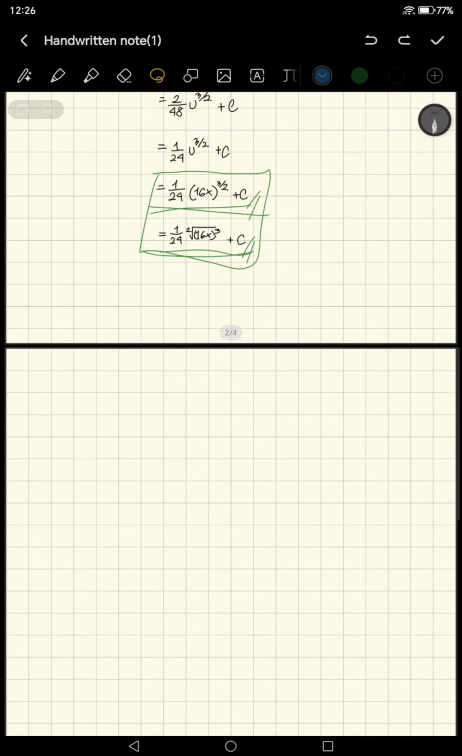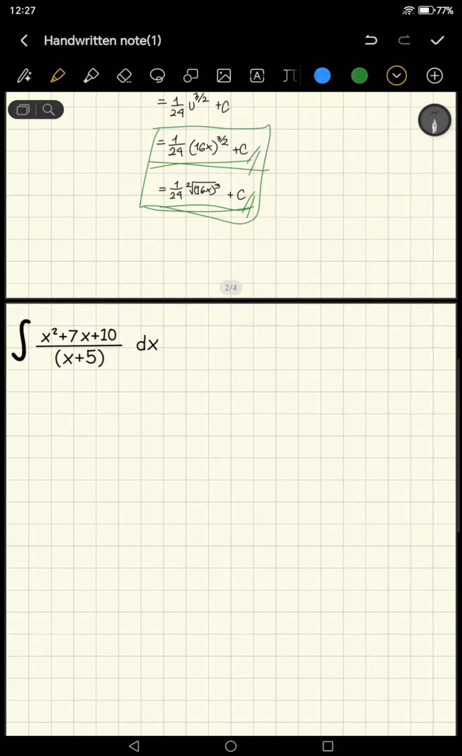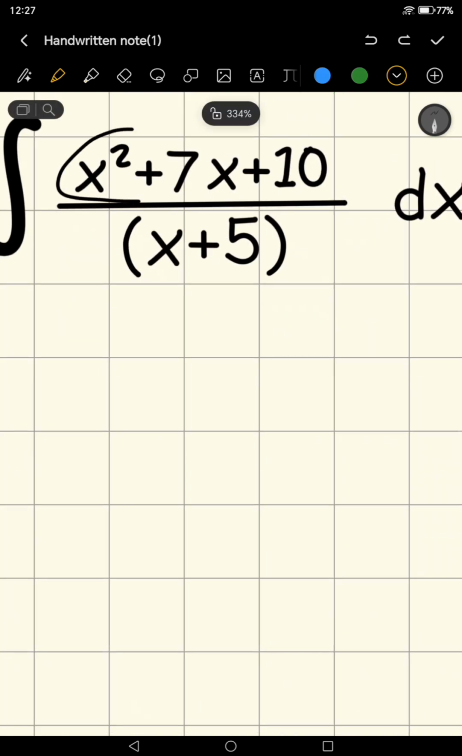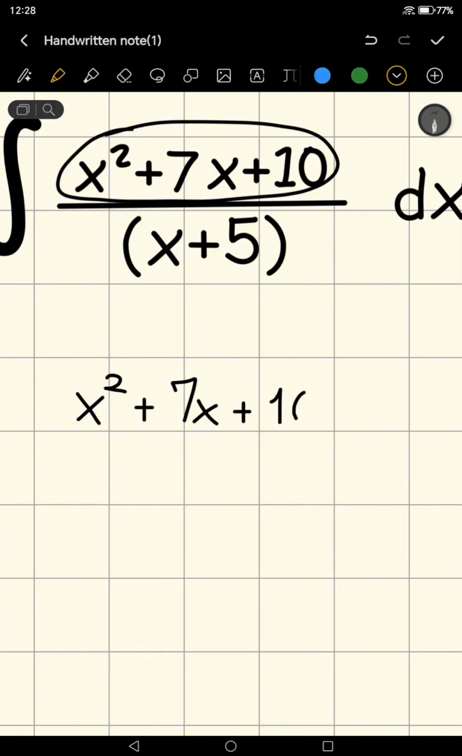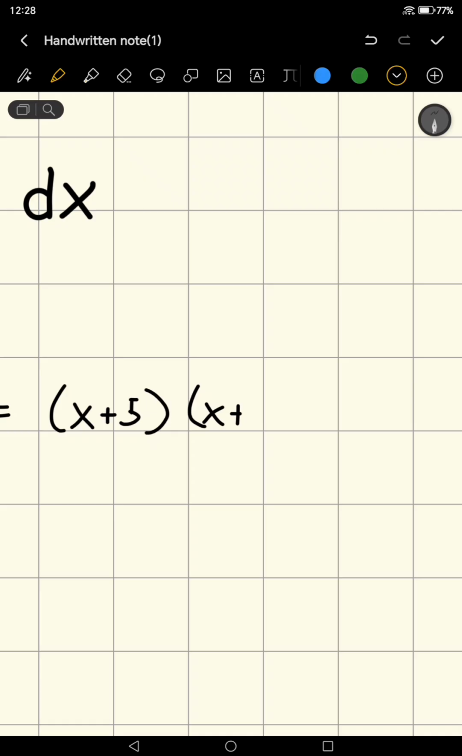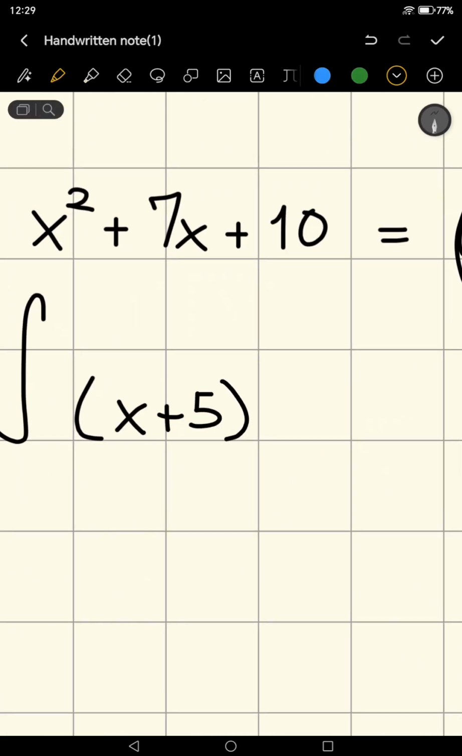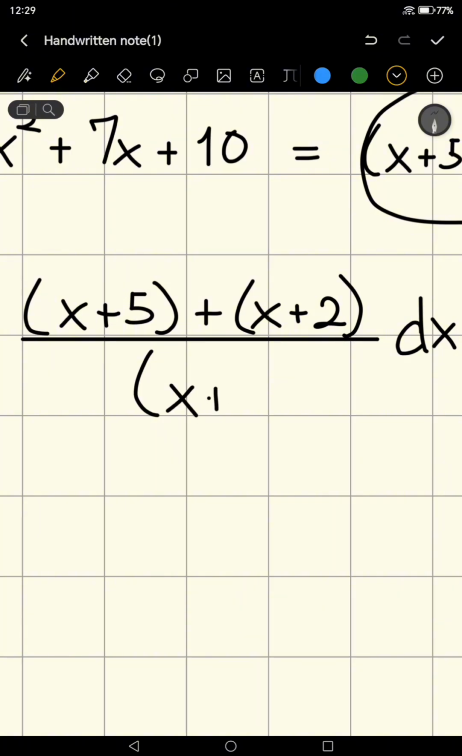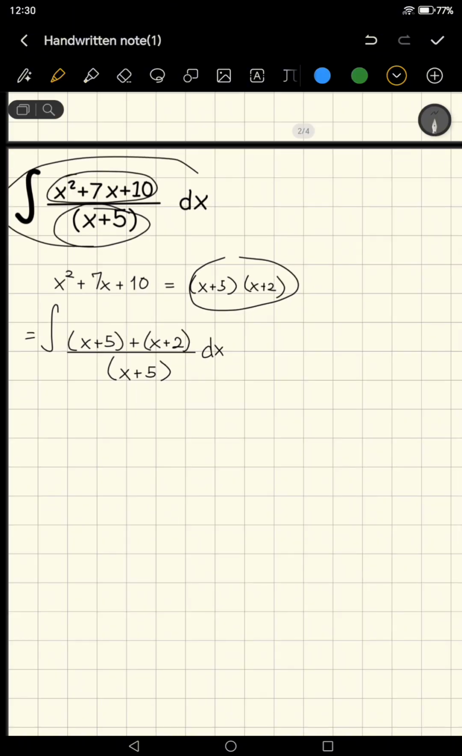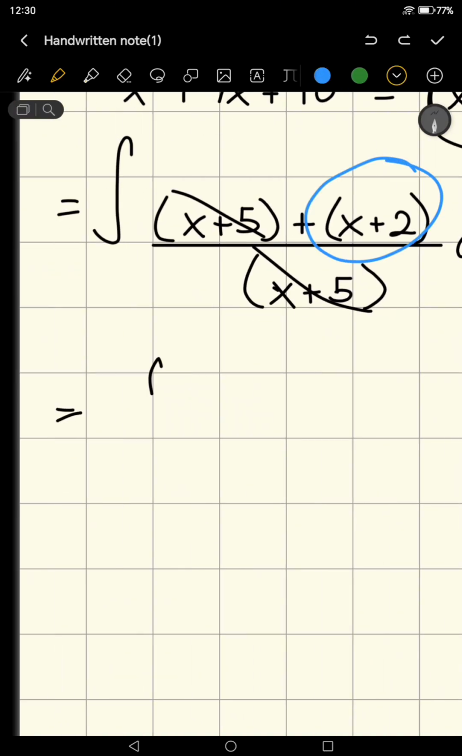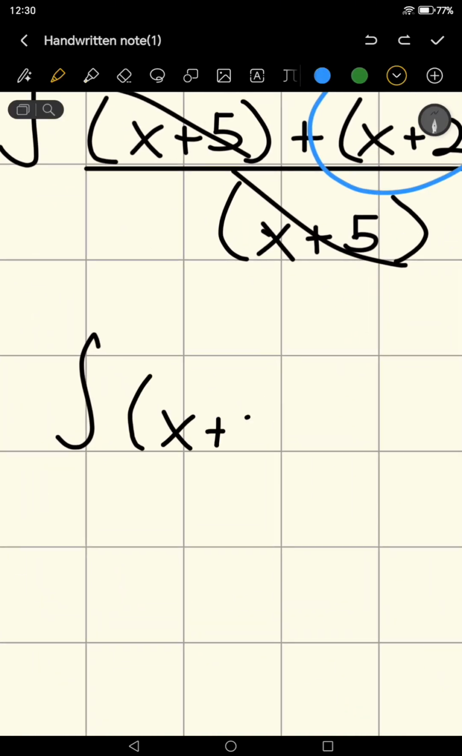Okay, let's solve the final problem. Copy lang muna natin. Okay, ang technique lang sa ganitong mga problem is napakasimple lang. Let's just transform the general form into the standard form. If we are going to think deeper, x squared plus 7x plus 10 is just simply x plus 5 times x plus 2, diba? So this will become the integral of x plus 5 times x plus 2 all over x plus 5 dx. Just simply cancel the x plus 5. Tulad ng sabi ko kanina, 1 lang yan kasi pareho. It will become simply the integral of x plus 2 dx.